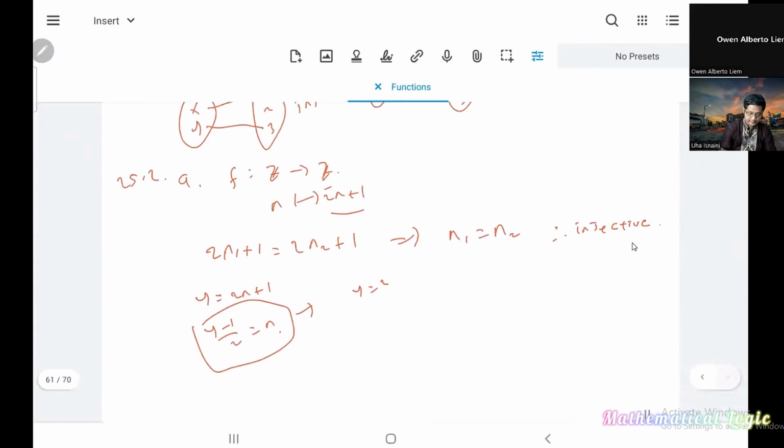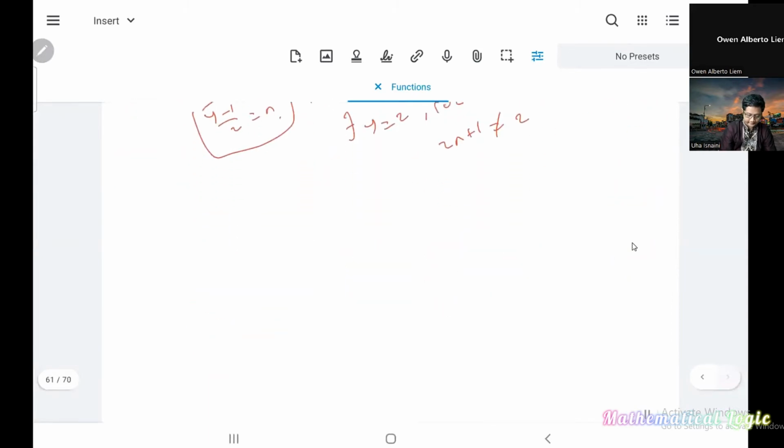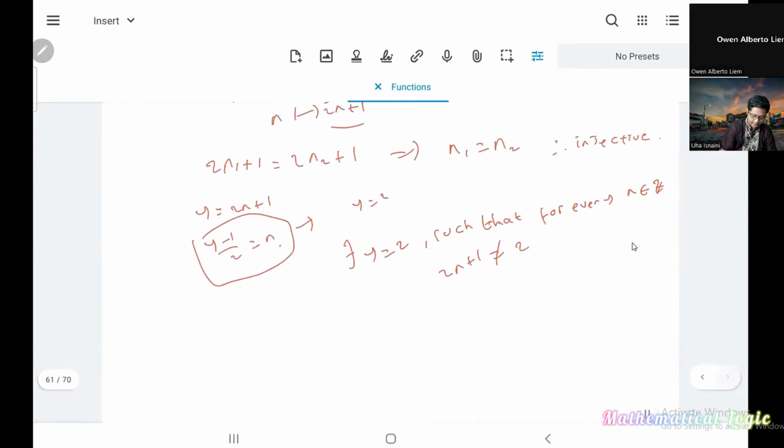Correct? So there exists y equal to 2 such that for every n in Z, 2n plus 1 will not be equal to 2. Okay, hopefully that's clear enough. And so for this one, the conclusion is it is not surjective.